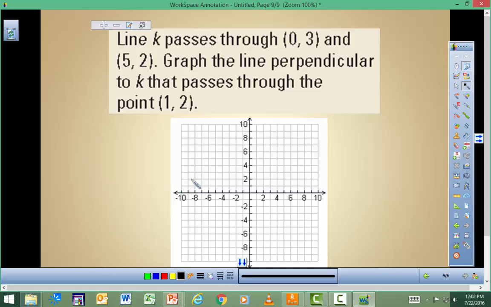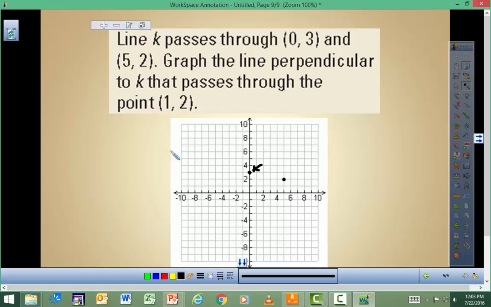On your study guide, I don't have the graph in there, but you'll just have to create your own. Anyhow, let's go ahead and plot these points real quick, and let's see if we can get a graph figured out. So K passes through 0,3, so K is right there. Line K passes through this point here, and it also passes through 5,2. There's 5,2 right here.